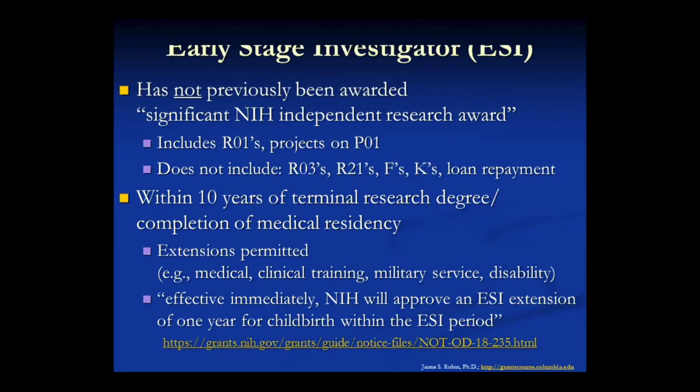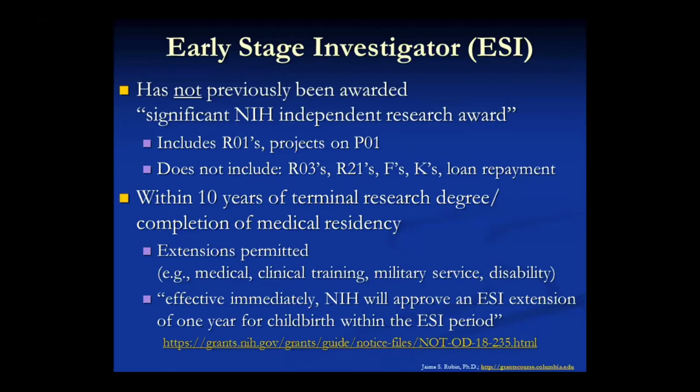So a number of years ago, NIH recognized that junior investigators are having a hard time getting funded as compared to established investigators. So they created this special category of early stage investigator, or ESI. And these are individuals who haven't received an R01 grant, though they might have received a smaller research grant or a fellowship, or a career development grant, or an NIH loan repayment program. That does not make them ineligible for ESI status. These are individuals that are within 10 years of their terminal research degree or completing their medical residency.